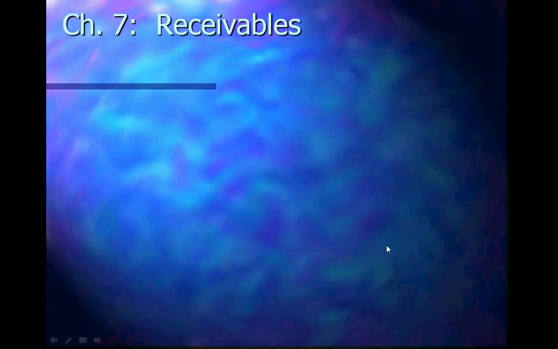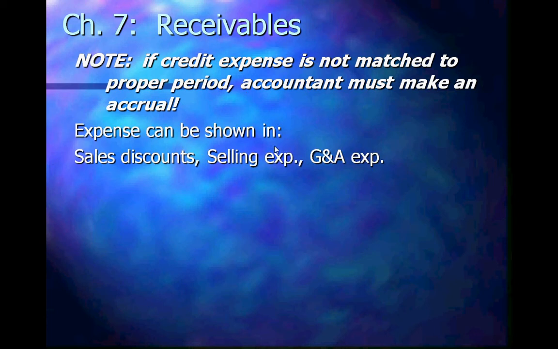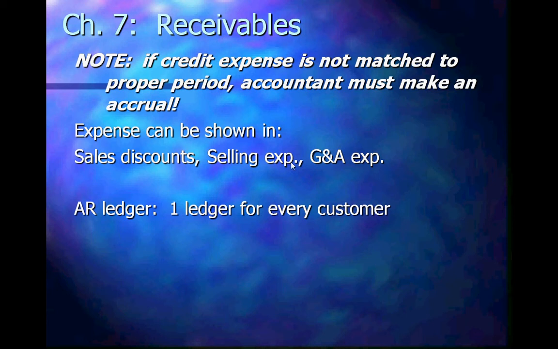Okay, let's continue this lecture. We need to understand that if the credit expense is not matched to the proper period in which the sale was made, the accountant must make an accrual. We'll get into that later, but you need to be able to show this expense in your sales discounts, your selling expenses, your G&A expenses, general and administrative expenses. So keep in mind that these things must be tracked carefully by the accountant.